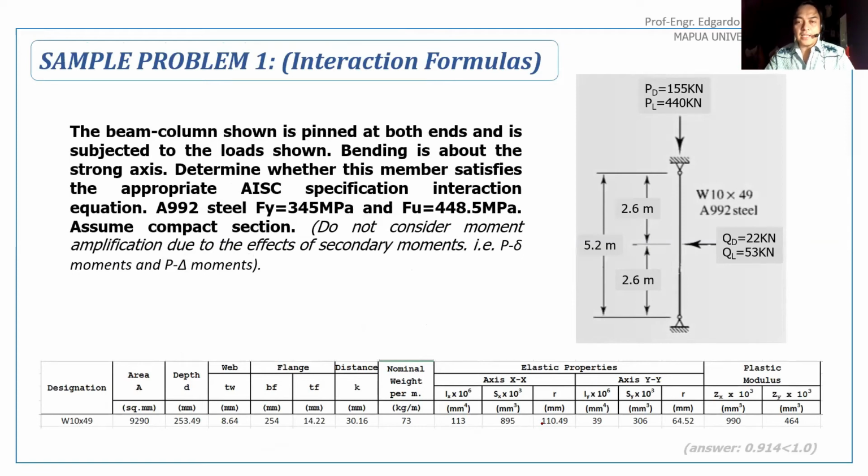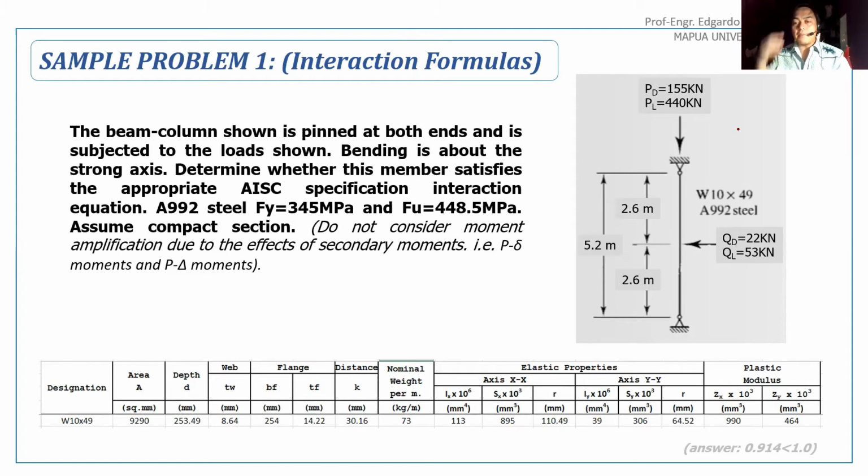So I think this is very similar to the problem given in the actual board exam. So we're given the beam column shown in the figure. And as you can see, the beam column is hinged at both ends, top and bottom, and it is subjected to the loads shown. We have an axial compression applied at the top, which is 155 dead load and 440 live load. And these are service loads.